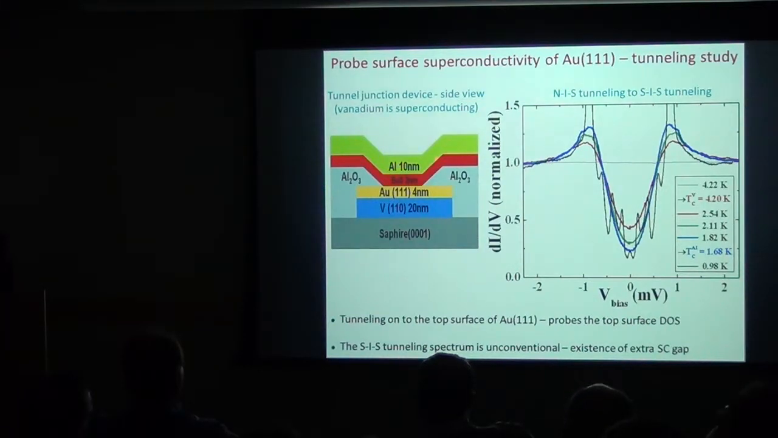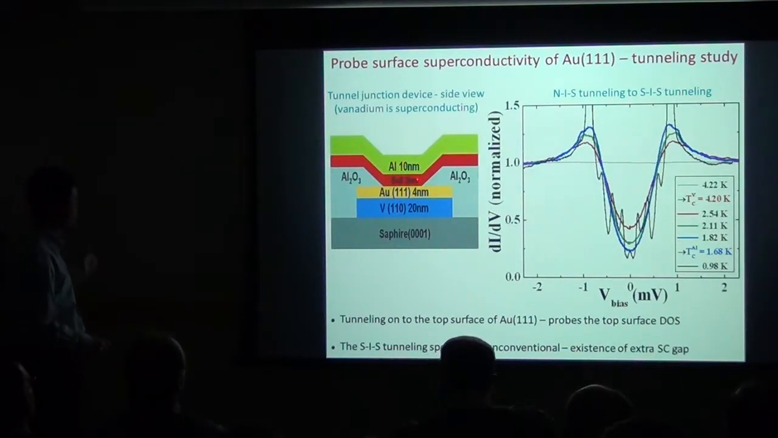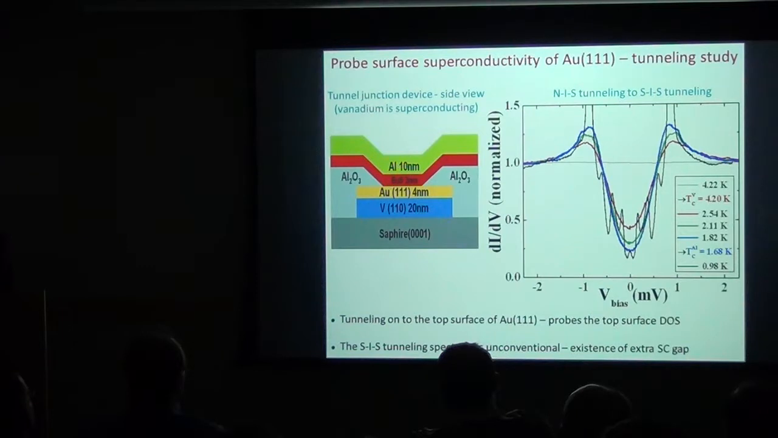However, to prove that surface superconductivity, we still follow the same tunneling approach. We make tunnel junctions across these gold-vanadium multilayers. We use europium sulfide because I like the material very much. It's a very good tunnel barrier with a clean gap. And I use a superconducting top electrode, aluminum. So the tunneling happens from aluminum across europium sulfide to the top surface of gold. This stack of tunnel junctions can be used to explore a rich tunneling spectroscopy, ranging from normal-insulator-normal to normal-insulator-superconductor and to superconductor-insulator-superconductor, by cooling down the temperature.